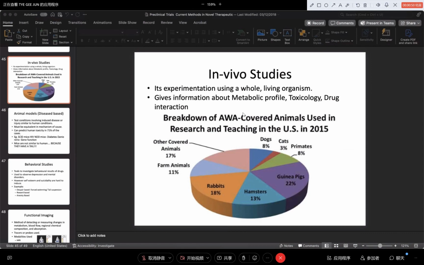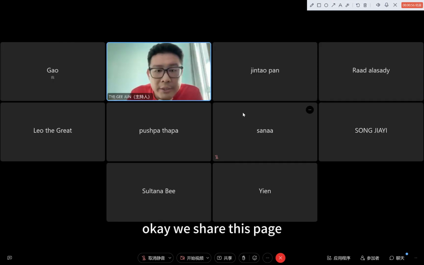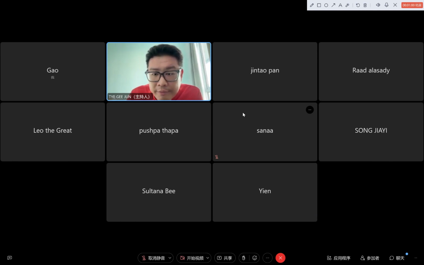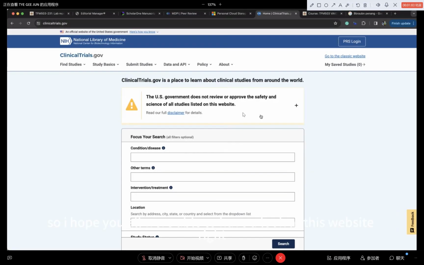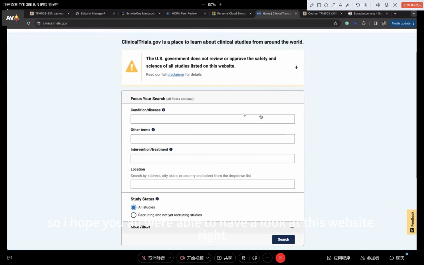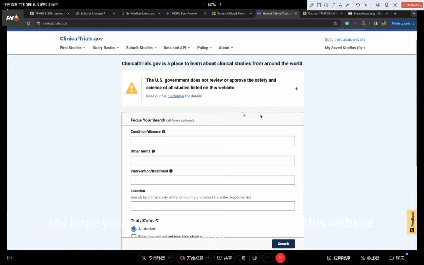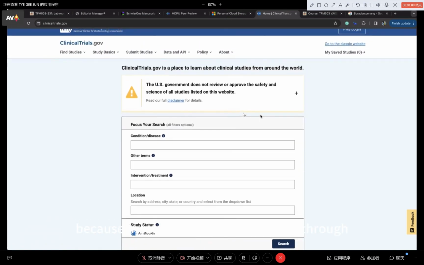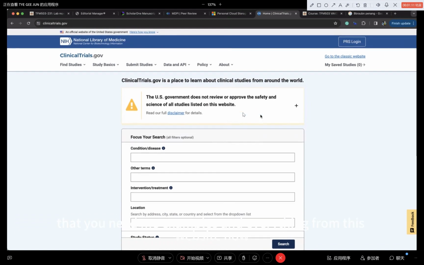Clinicaltrials.gov. Okay, let me share this page. Clinicaltrials.gov. So I hope you all were able to have a look at this website, right? Because most of you would have gone through whatever that you need, your examples and everything from this website.